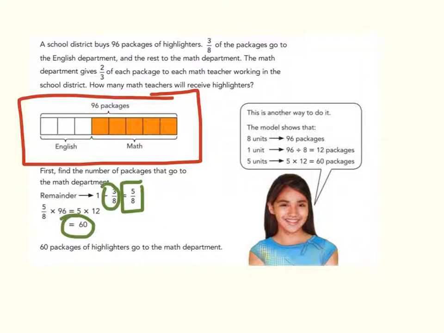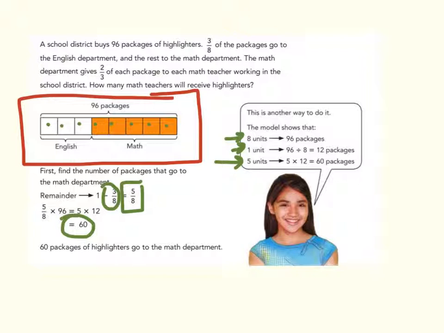The other way to figure it out is to show that we have 1, 2, 3, 4, 5, 6, 7, 8 units that equal 96 packages. We can then calculate that 1 unit is valued at 12 packages and that 5 of those units went to the math department. Therefore, the math department got 60 packages of highlighters.